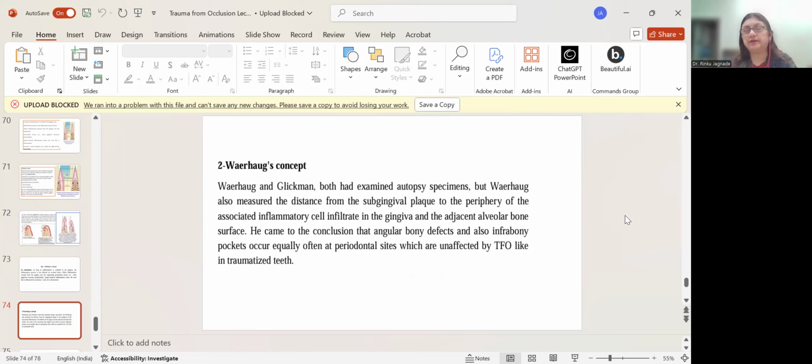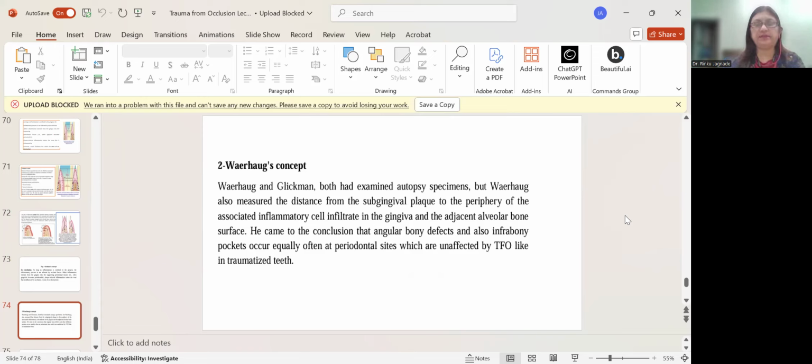The inflammation which occurs if the tooth is affected by trauma from occlusion, this inflammatory infiltrate reaches directly to the periodontal ligament, whereas in teeth which are not affected by trauma from occlusion, this inflammation travels from the marginal gingiva to alveolar bone and then the periodontal ligament. So that is Glickman's concept.